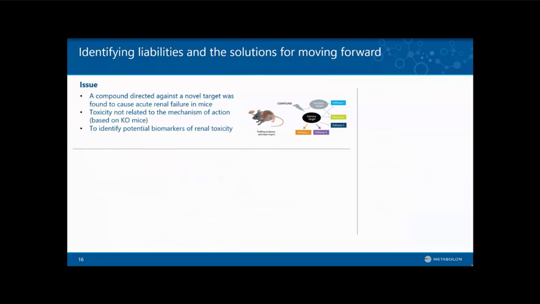So the first example is of widespread molecular profiling, or molecular phenotyping, of a rodent model. This was an instance where a large pharma had a compound directed against a novel target that was causing acute renal failure in mice. They knew the toxicity wasn't related to the mechanism of action based on a knockout, so it was clearly off target. They had exhausted every other kind of profiling or standard method, so they sought to see if metabolomics could find a marker or signature that can inform on this, and more importantly, predict this occurrence.